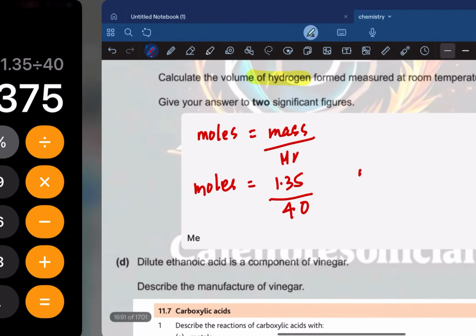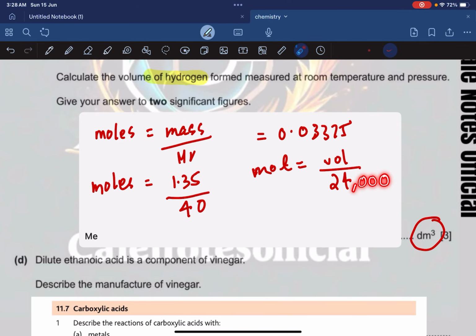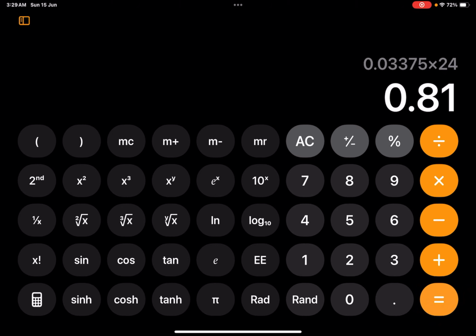0.03375. I have the moles of calcium and these are the moles of hydrogen as well. So now I just have to apply the formula for volume to get the volume. Mole equals volume upon, because I need it in dm cube, it's going to be only 24. If I need it in cm cube, it would be 24,000. So moles I have, which are 0.03375. I'm going to multiply it with 24 to get the volume. Whatever this number is multiplied by 24, I get 0.81.